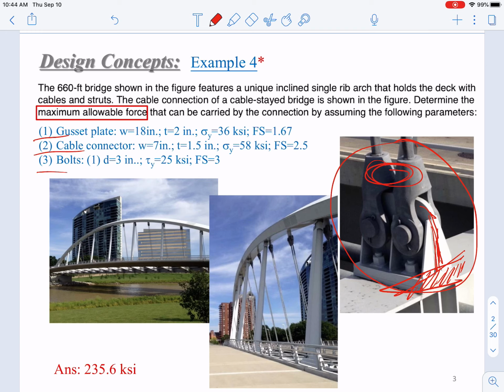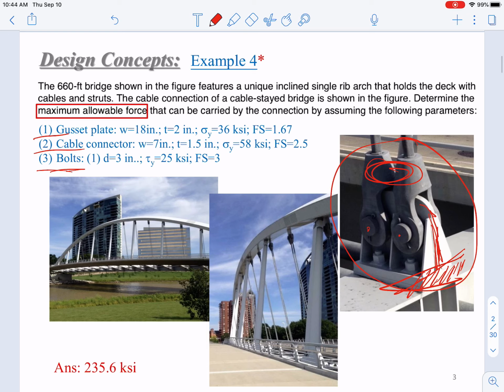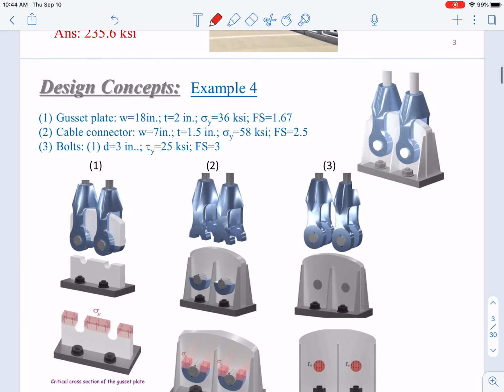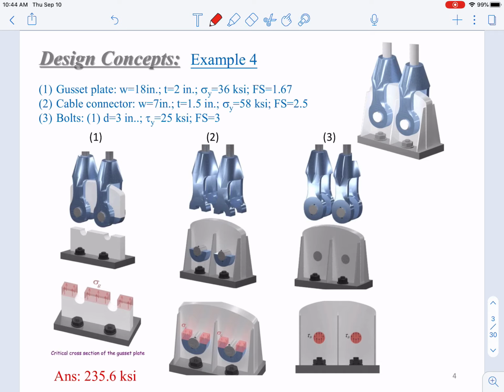Then we have this cable connector. These 2 things are cable connectors. It's just a connector with 4 holes, connected to the gusset plate through 2 double shear bolts. The third part is just the bolts, the 2 double shear bolts. You can see that we can simplify this problem into 3 parts: gusset plate, cable connector, and bolts.